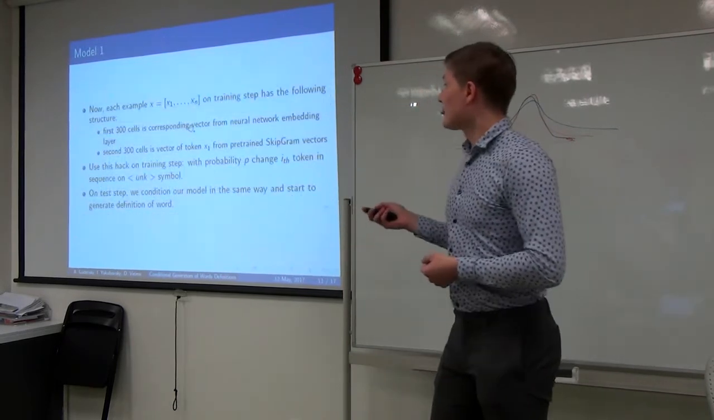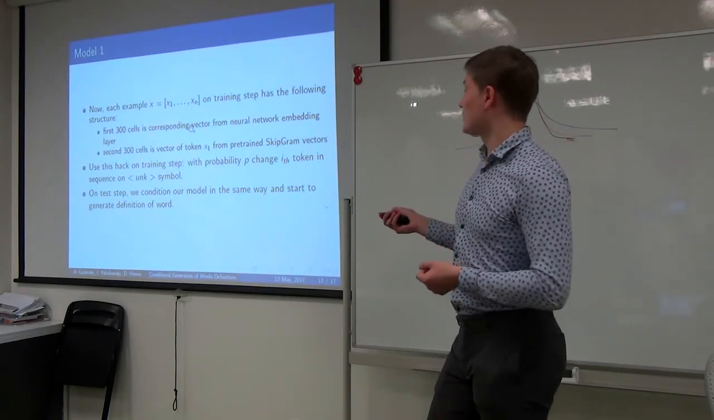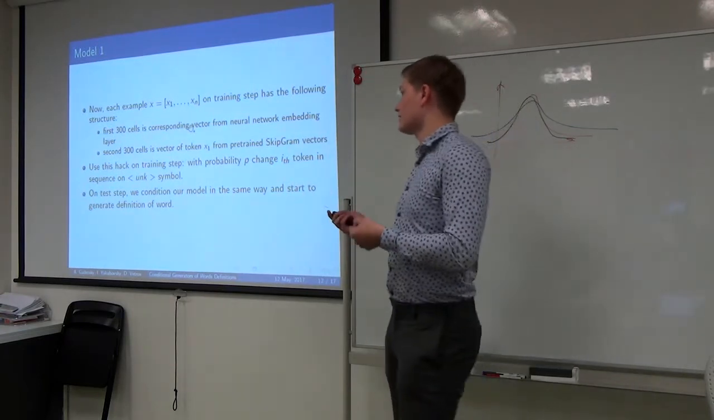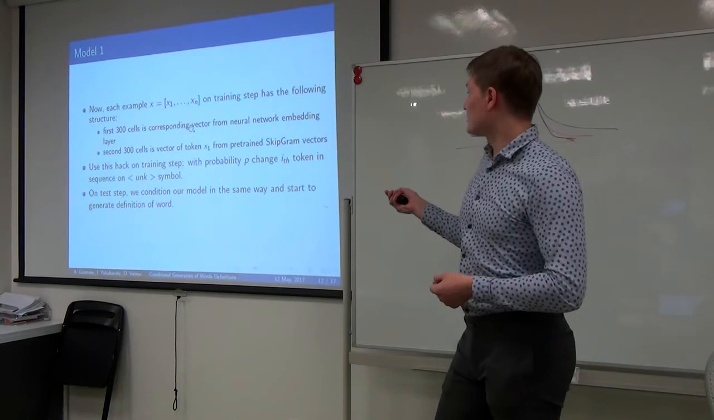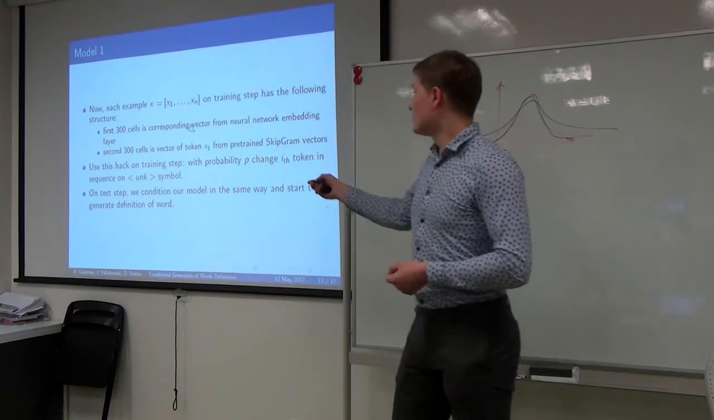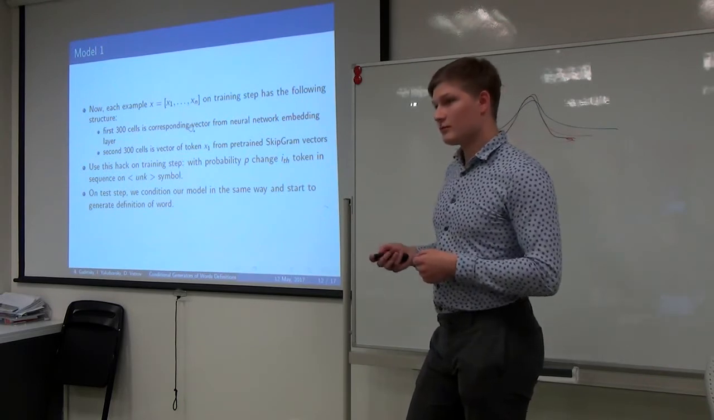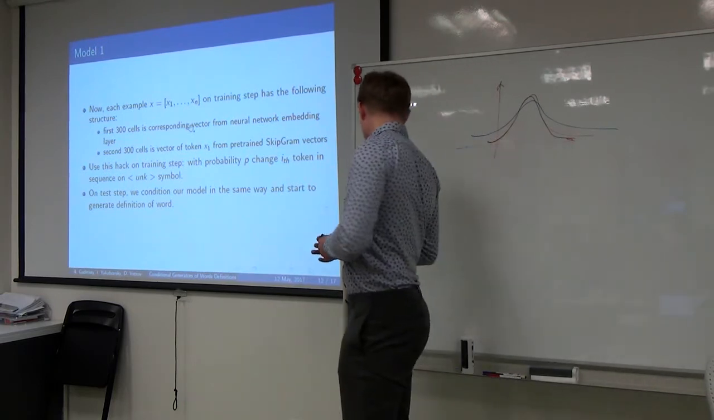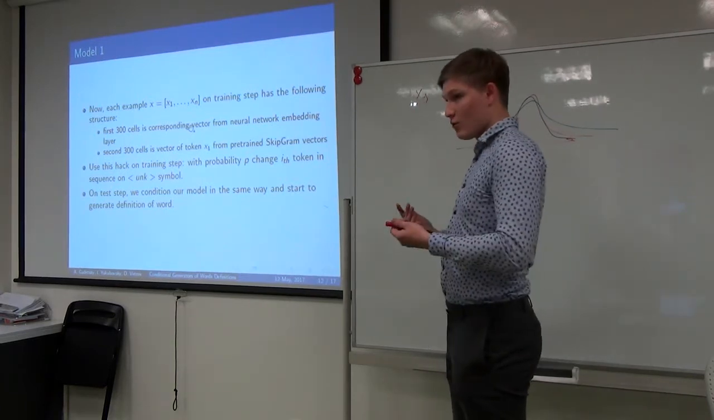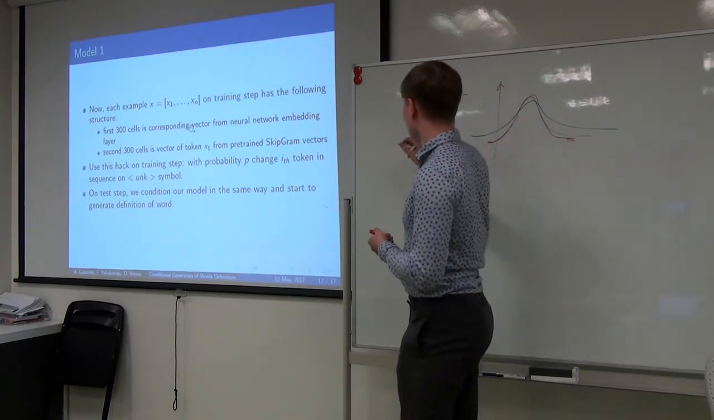Okay, when we have pre-trained our network, we start to use our first model. In the first model, in the second 300 cells, we will use the vector from the pre-trained skip-gram model corresponding to the first token of each sequence. And we will train this model. Why the first token? Because our sequence looks like this: x1 is the word, and then comes the definition of the word. So we want to condition on it.